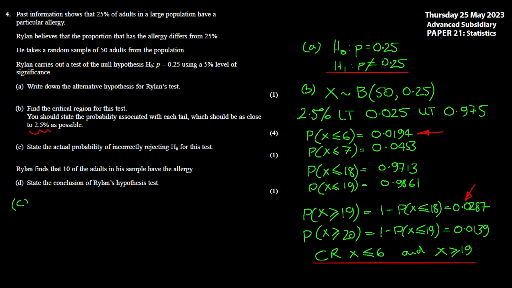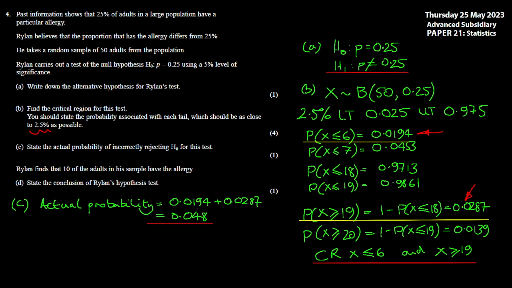So part C, state the actual probability of incorrectly rejecting H0 for this test. Well, this is simply found by adding up the probabilities we actually got, which got us closest to the requirement of part B. So all we've got to do is add these two numbers up. And this comes to 0.048, which is your answer to part C.